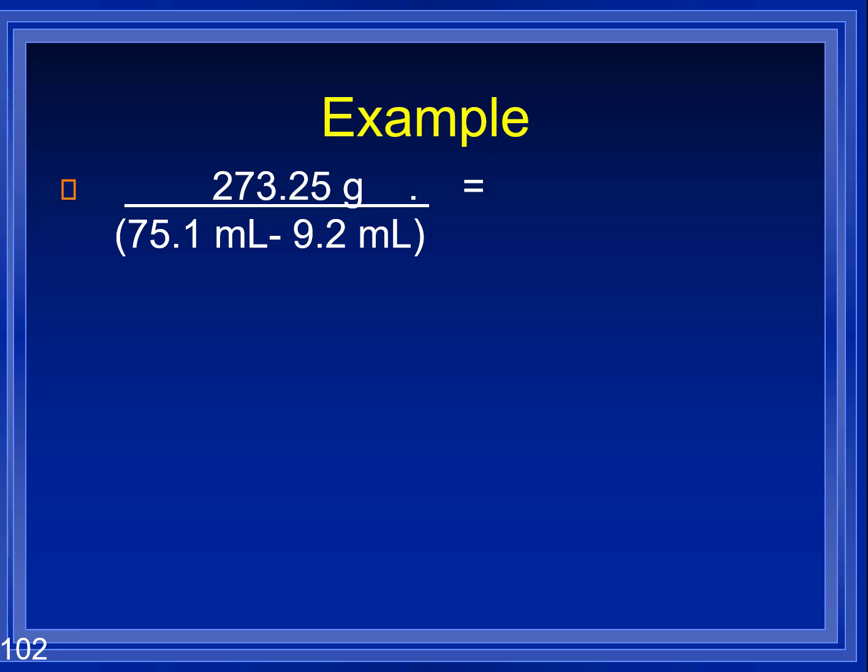So 273.25 grams divided by 75.1 milliliters minus 9.2 milliliters. What does that equal? If you push the buttons on your calculator, it's going to get you 4.146433991. Grams on top, milliliters on the bottom. Probably can't justify that many digits.